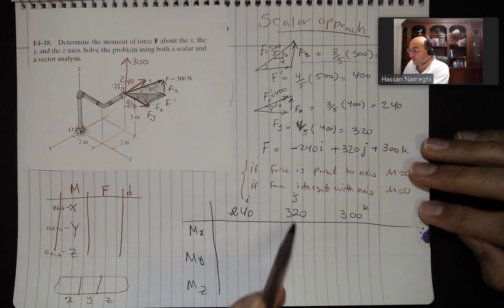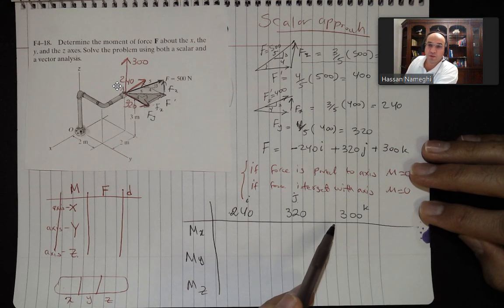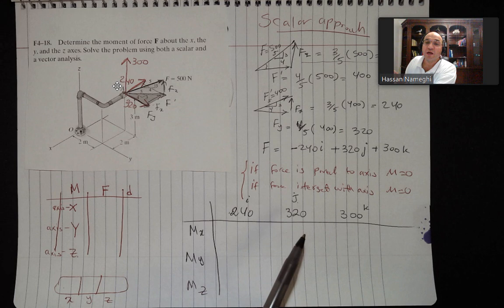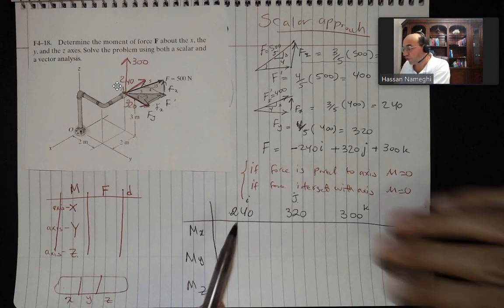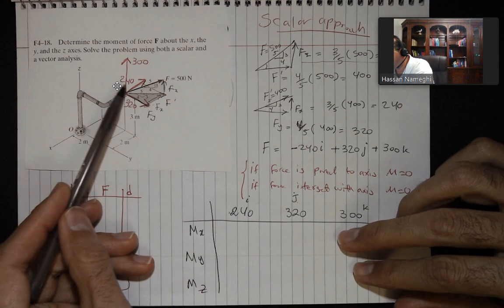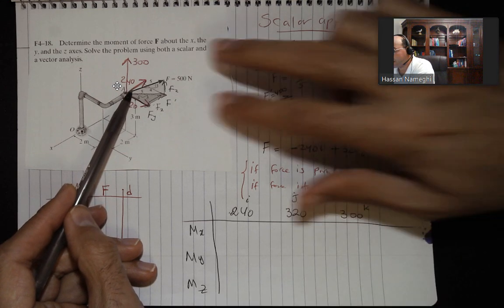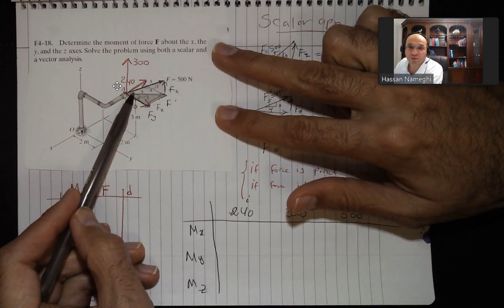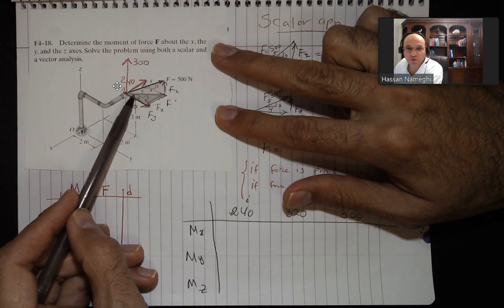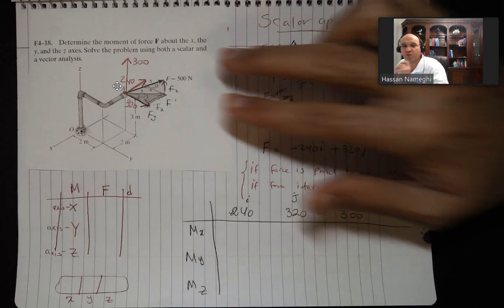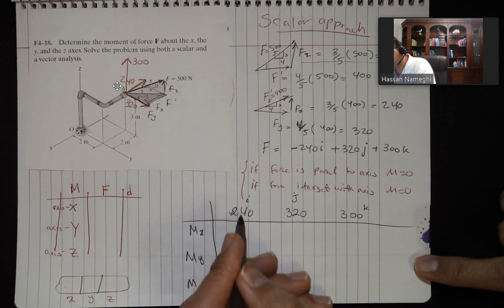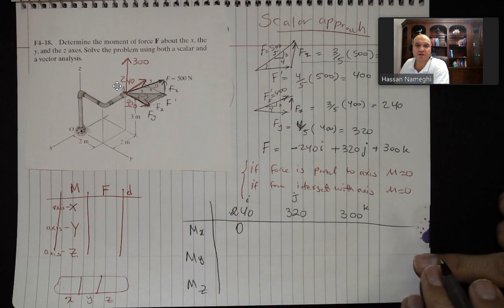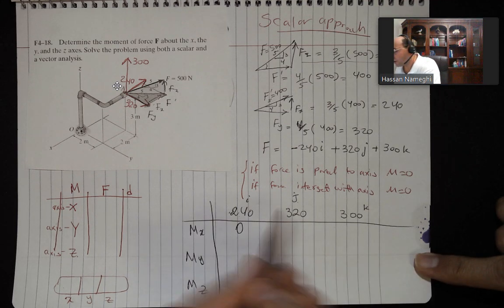So for each of these forces, I need to find their perpendicular distance, and I need to find whether they go clockwise or counterclockwise. For the force 240, the force 240 is here. You can see it's going back there. I want to do moment about the x-axis. I don't need to think about that. The force is in the x, moment about the x-axis, your moment is 0. Simply, when the force is in x, it cannot create any moment about the x-axis. That's it.